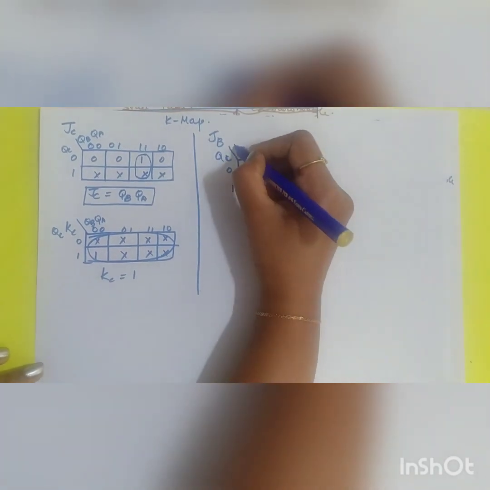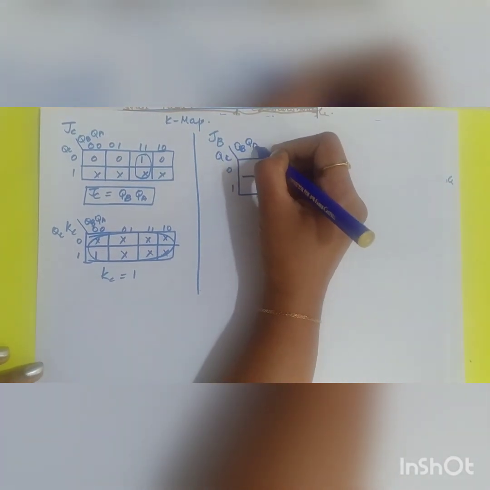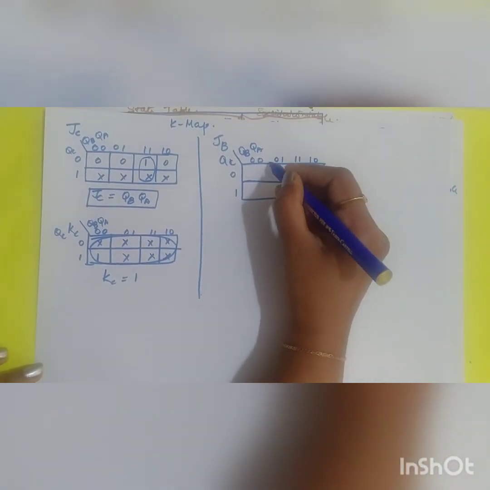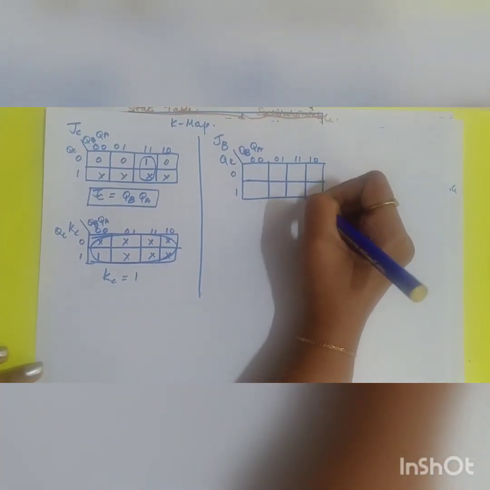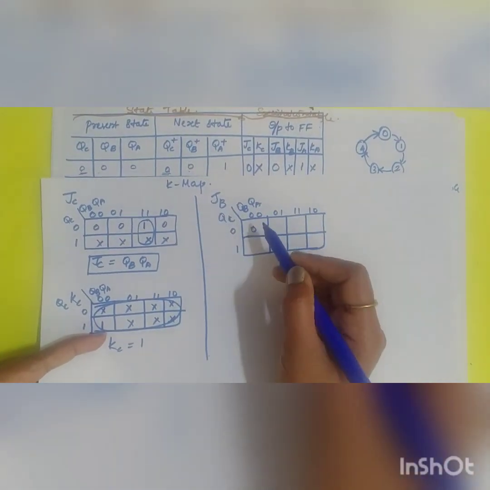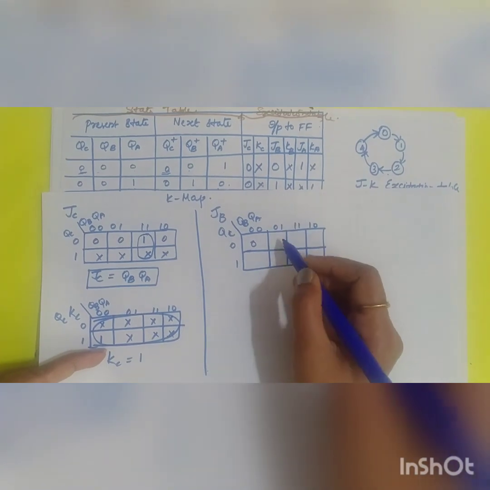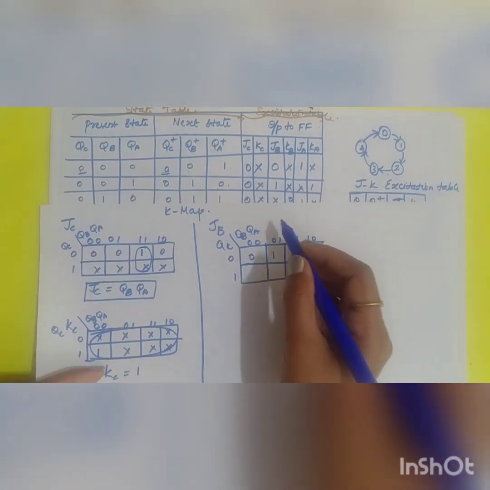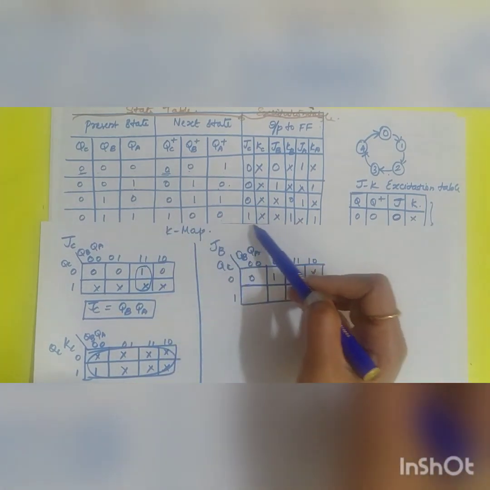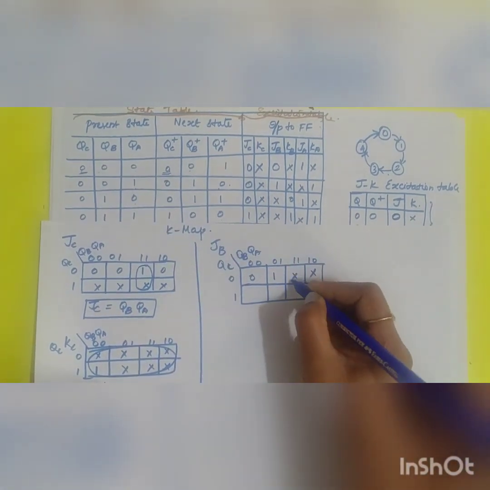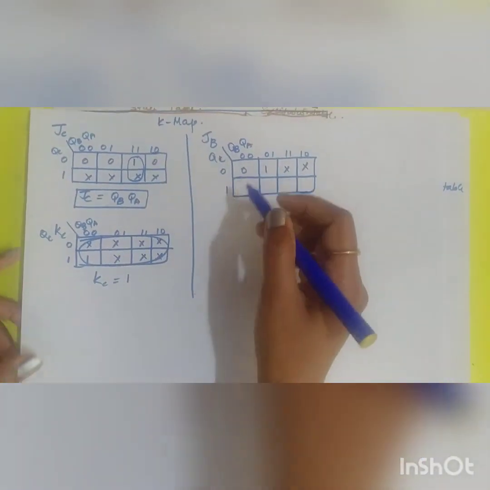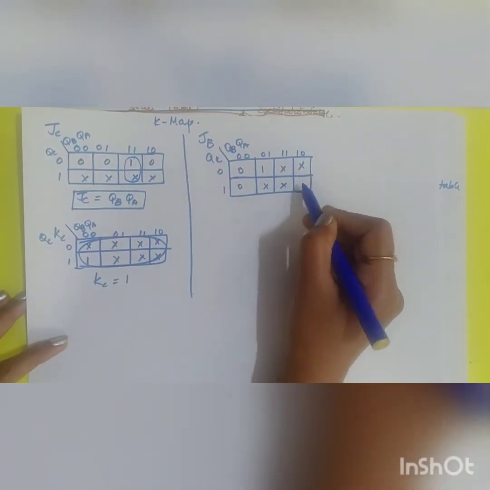01, that is QC, QB, QA, 00, 01, 11, 10. What is the value for your JB? 000, it is 0. 001, it is 1. 010, it is X. 011, it is X. Okay. You have 100, it is 0. All others, it is X.